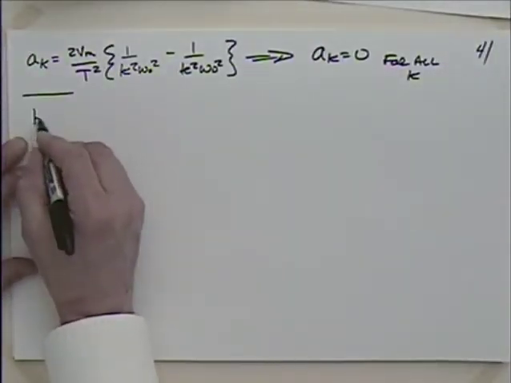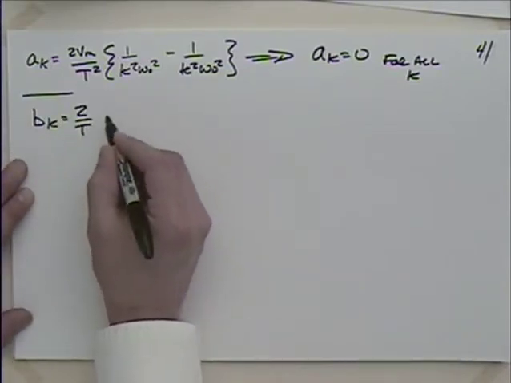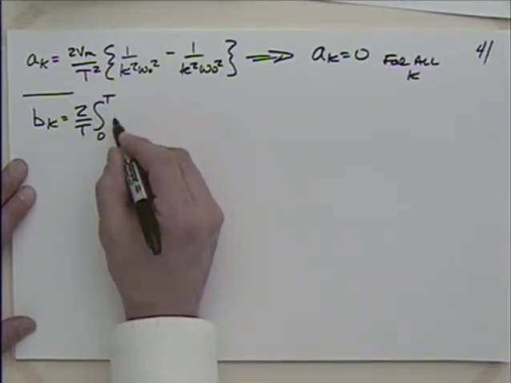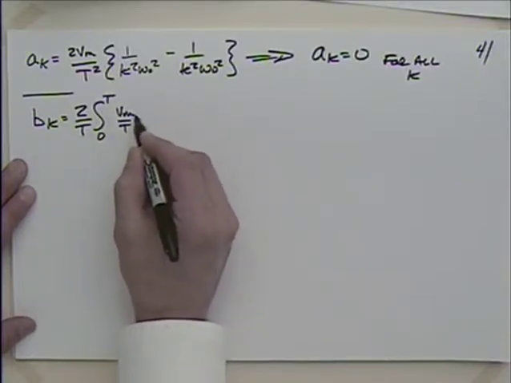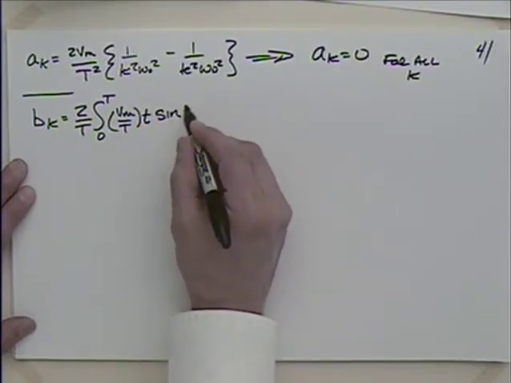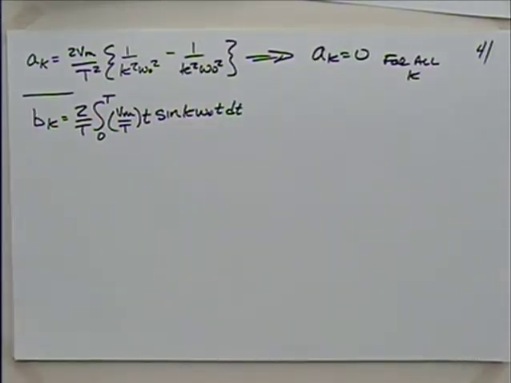So b sub k is going to be equal to 2 over the period T times the integral from 0 to T of Vm divided by the period T times the time times the sine of k omega naught t dt. Exactly the same as the previous one, except switch your cosine to sine, which will change the integral some.